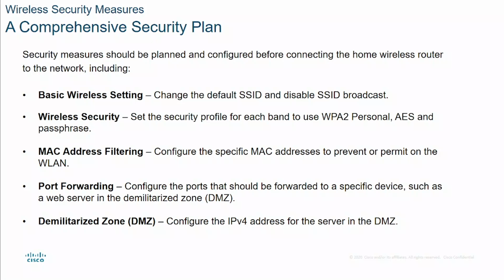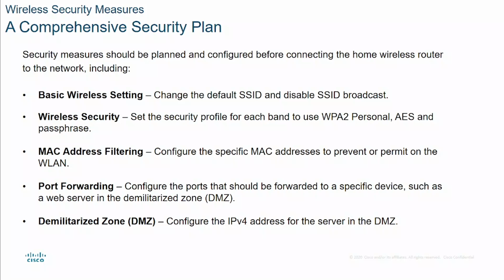Then MAC address filtering. Configure the specific MAC addresses to prevent or permit on the wireless local area network. You can set your Wi-Fi to only accept a particular MAC address. Remember, a MAC address is like your fingerprint, something unique to you already. An IP address is only given to you when you are part of a network, but whether or not you are part of a network, you always have a MAC address. A MAC address is installed on the network card, either the Ethernet port or the Wi-Fi card.